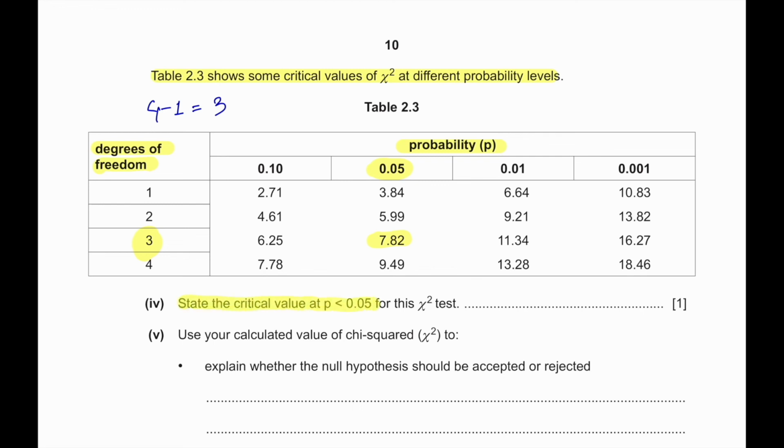State the critical value for probability less than 0.05 for this chi-square test. Well, the critical value is 7.82.